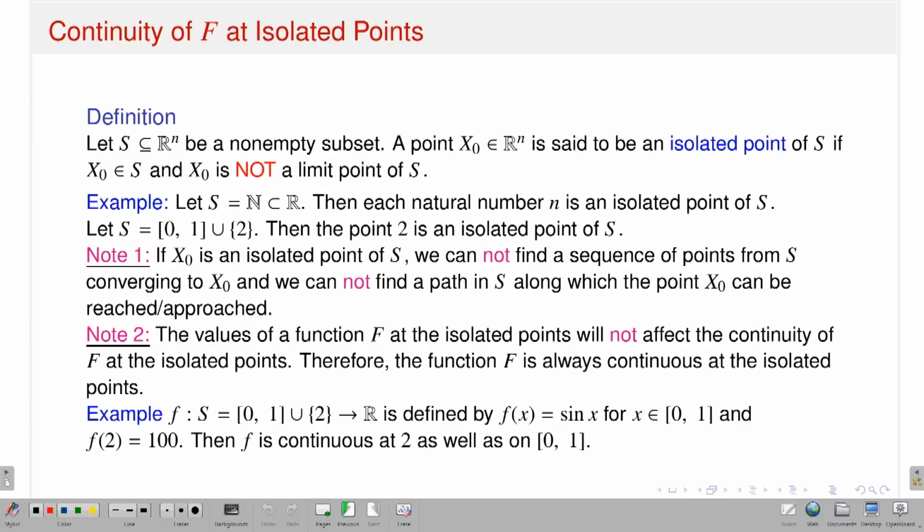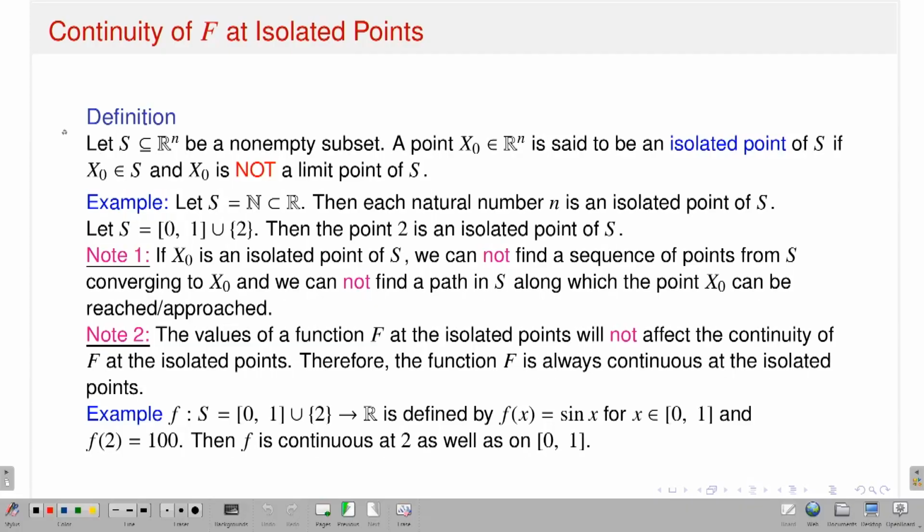The conclusion may fail. Okay. So now the last one. I can also talk about the continuity of capital F at some isolated point. But before that, I need to explain what I mean by an isolated point. So here is the definition.